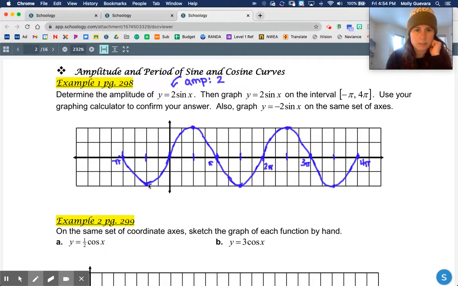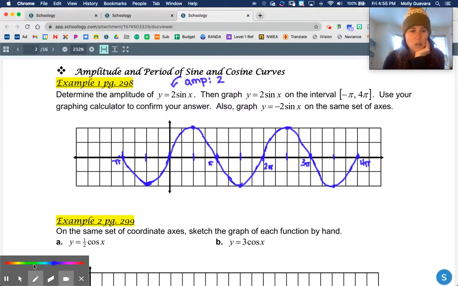So there it is, something like that. It says use a graphing calculator to confirm your answer. We can definitely do that. I'm not going to do it, but I would love if you did. Then it says also graph negative 2 sine of x. Well, the negative here, what color do we want to use with blue?